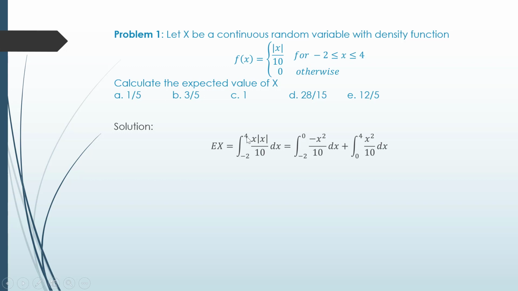And because the absolute value function is defined as negative x when x is negative and x when x is positive, we have to break this integral into two parts. So from negative 2 to 0, the absolute value of x is negative x. So this is negative x squared. From 0 to 4, this is x. So you see that this is how we calculate the expected value of x. So the answer is 28 over 15.